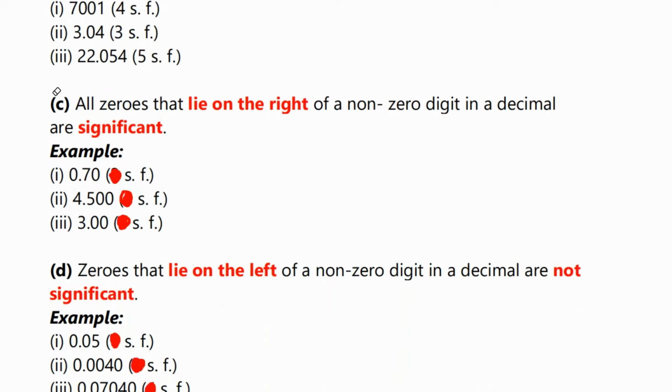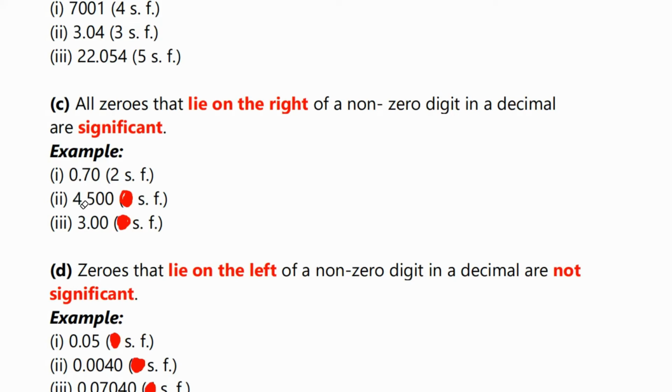Rule number 3. All zeros that lie on the right of a non-zero digit in a decimal are significant. Okay, this applies to decimals. Example 1, 0.70. So the 0 here at the back of the decimal is significant. The 0 in front is not counted. So for example 1, we only have 1, 2, 2 significant figures. The first 0 is not counted. The 0 in front of a non-zero digit is not significant.